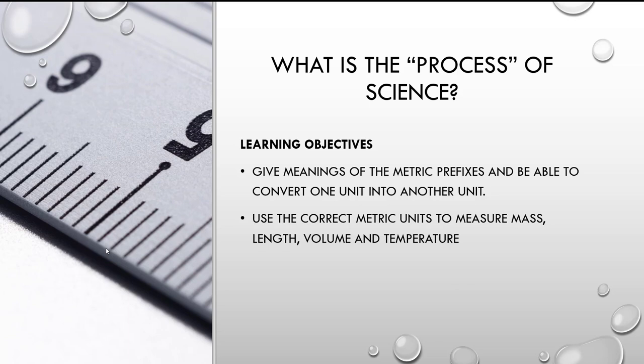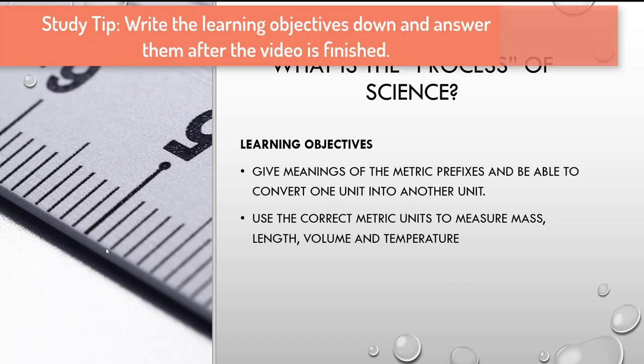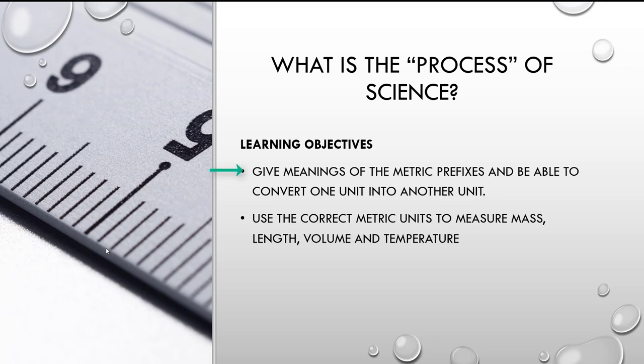So we're going to go over our learning objectives. Always a good idea to write these down, and then by the end of the video be able to address them. The first learning objective is give meanings to the metric prefixes and be able to convert one unit into another unit. We should also be able to use the correct metric units to measure mass, length, volume, and temperature. By the end of this video, you should be able to do both of these objectives on your own.